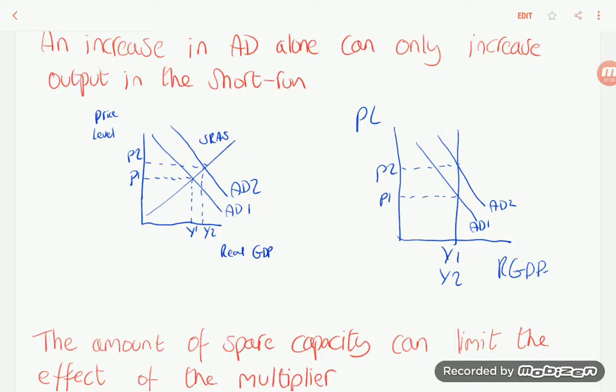A decrease in AD will have the opposite effect. Output will fall and there'll be an increase in unemployment and price levels will decrease.